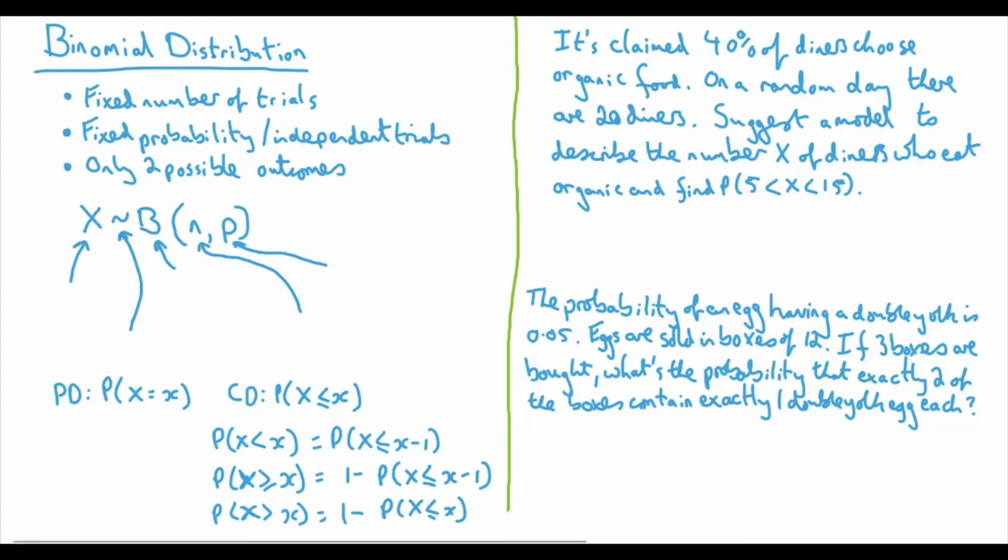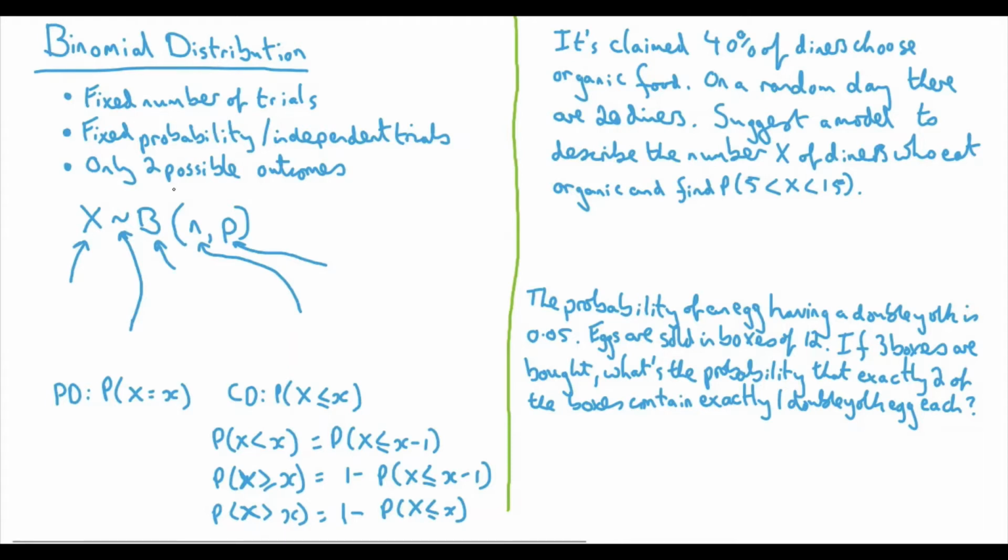There has to be a fixed number of trials, so you don't just change partway through how many times you're going to do it in total. There needs to be a fixed probability, or in other words, the trials are independent, so the result of one event doesn't impact the result of any subsequent events, and that there are only two possible outcomes, like you either succeed or you fail. You get either heads or tails when flipping a coin.